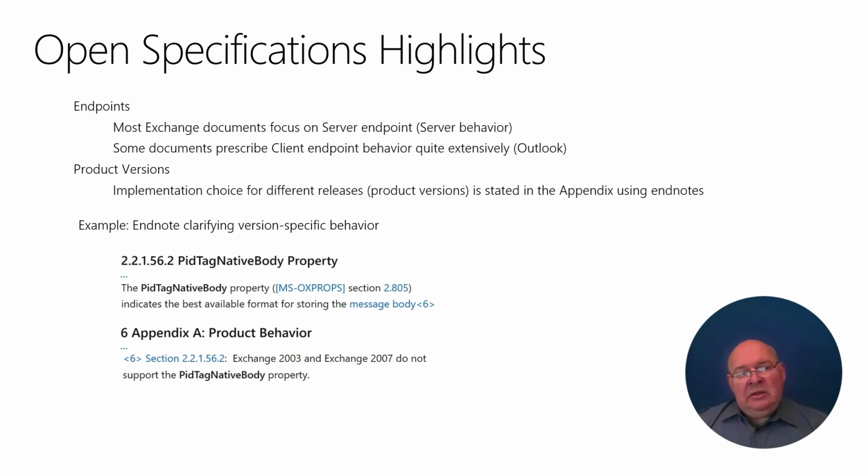Another highlight is product versions. We don't specify product versions in normative content. We prescribe just how protocol behaves. But if there are variations depending on specific implementations, this is stated in a special appendix, usually appendix A, product behavior. And normative content refer to that using endnotes.